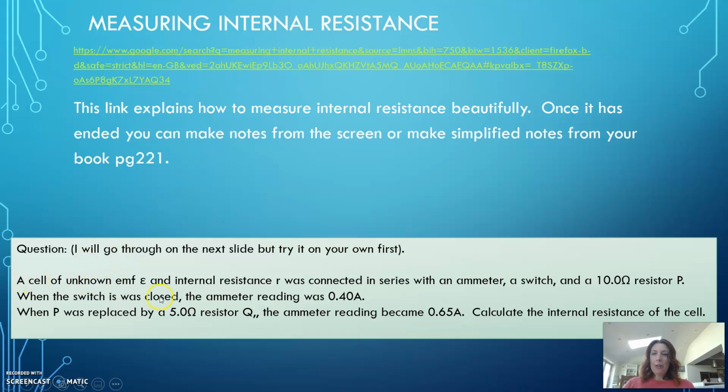So you have a cell of unknown EMF, E, and an internal resistance, little r, connected in series with an ammeter, switch, and a 10.0 ohm resistor, P. When the switch was closed, the ammeter reading was 0.40 amps. When P was replaced by a 5 ohm resistor, Q, the ammeter reading became 0.65 amps, so you change the current, which makes sense because this has a lower resistance than this, so the current increases. It says calculate the internal resistance of the cell.